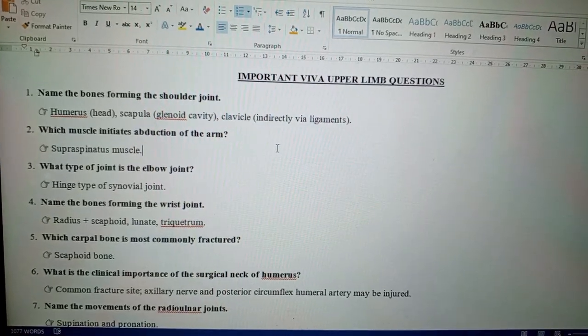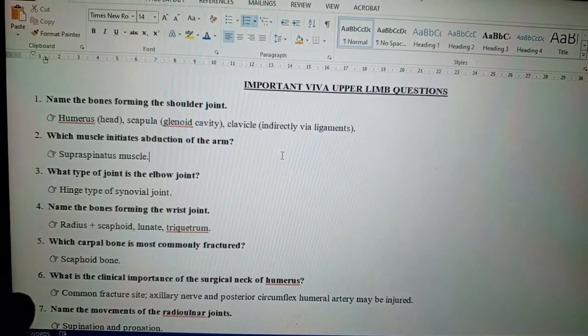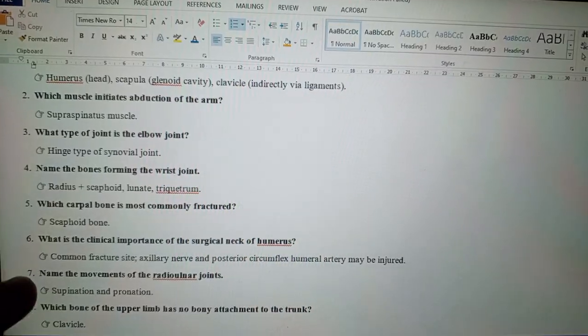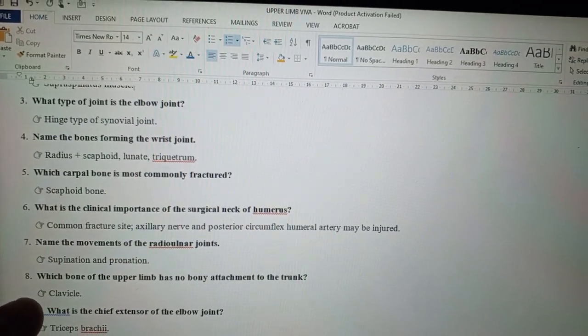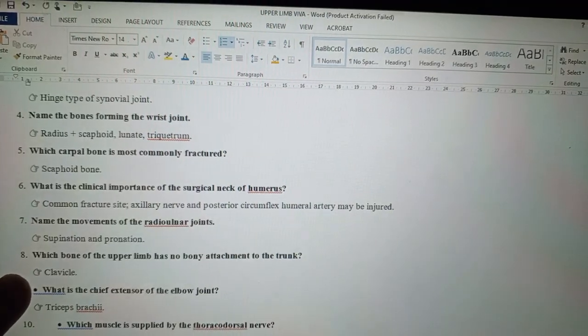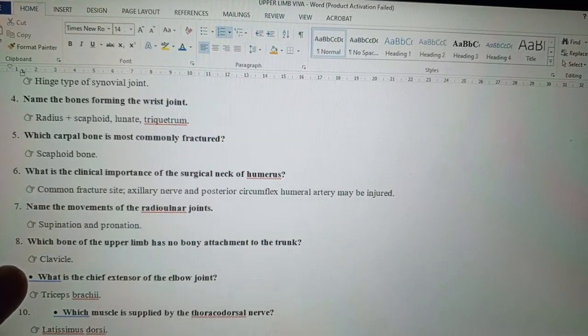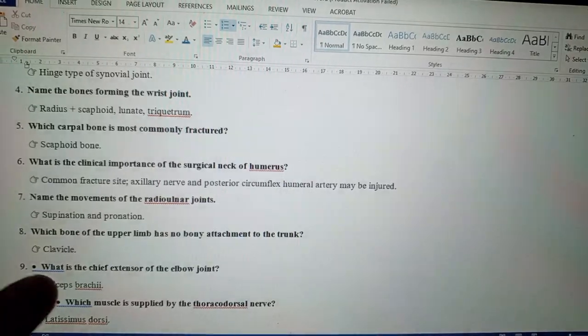What type of joint is the elbow joint? It is a hinge type of synovial variety. Name the bones forming the wrist joint: radius, scaphoid, lunate, and triquetrum. Which carpal bone is most commonly fractured? Scaphoid bone, in which avascular necrosis occurs.